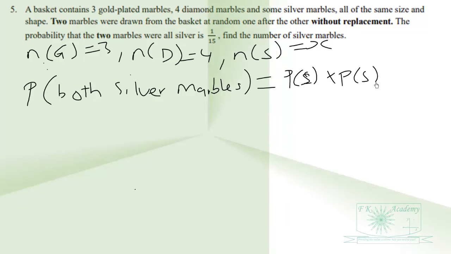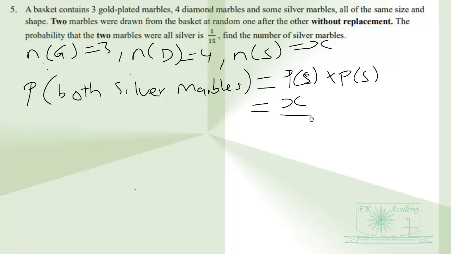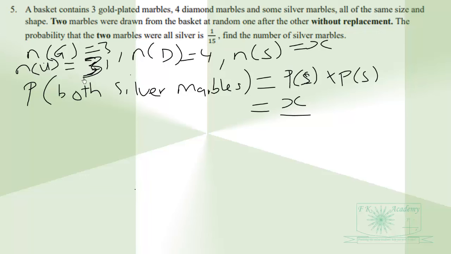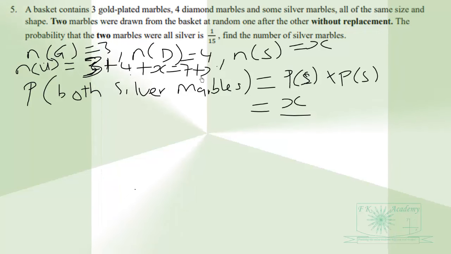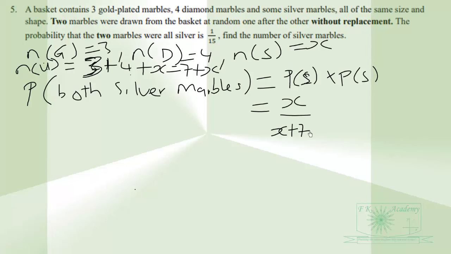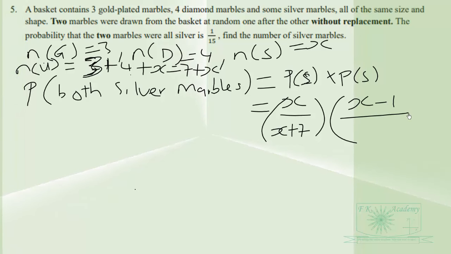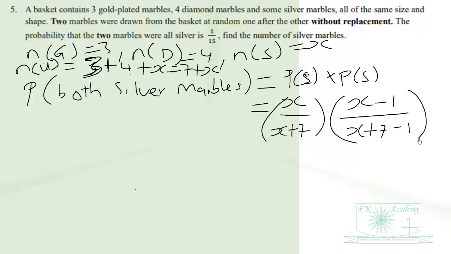So the first draw probability is going to be the number of silver marbles x over the number of sample space. So the number of sample space will be, let's say, n of u, because I've used s already. 3 plus 4 plus x, which is equal to 7 plus x. So it's going to be x over x plus 7. Then the second draw, the number of silver marbles will reduce by 1, and the number of sample space will also reduce by 1. So this is going to give us 1/15.